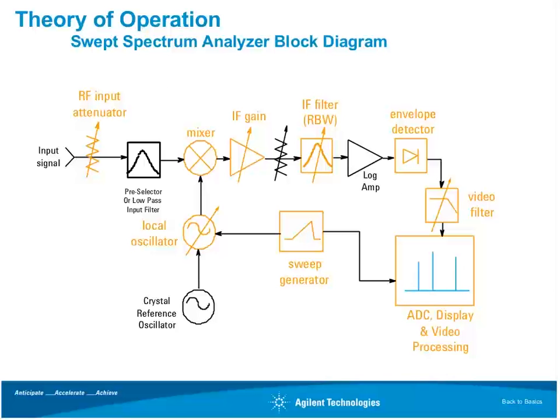Typically, the next thing you'll find in the signal path would be some kind of filtering. Often this is called a pre-selector filter, in particular on microwave spectrum analyzers.